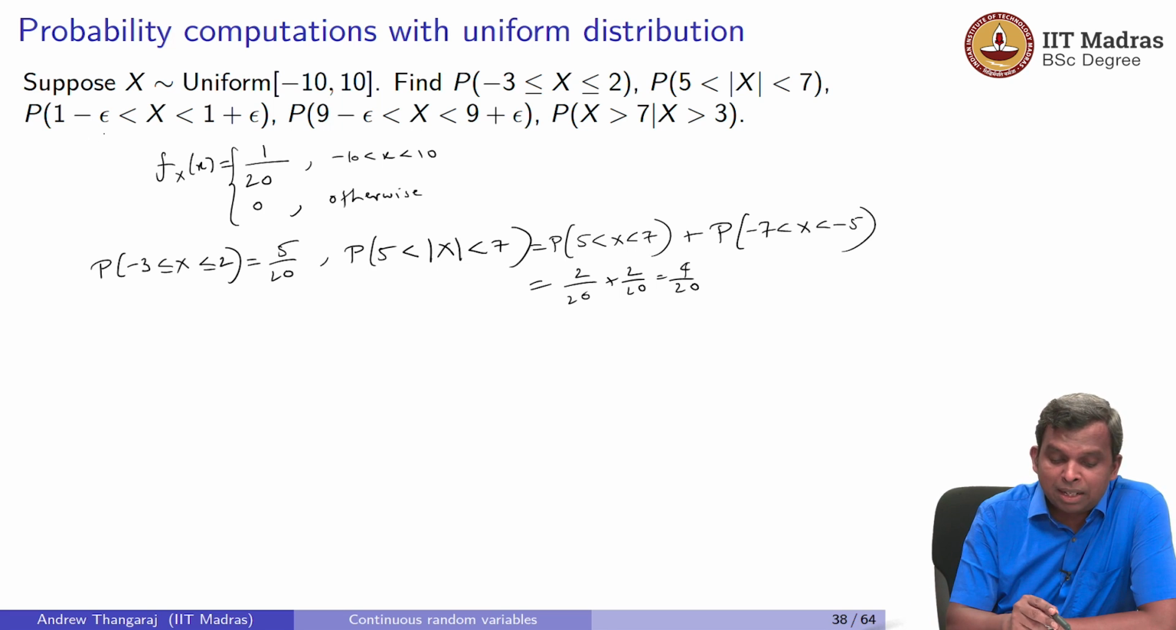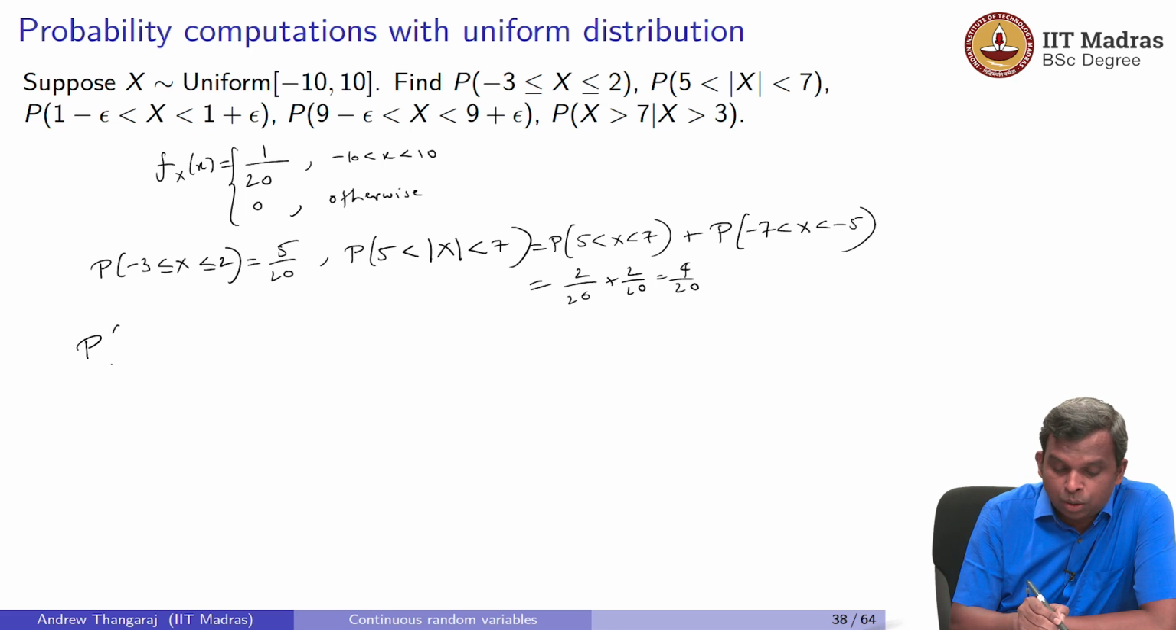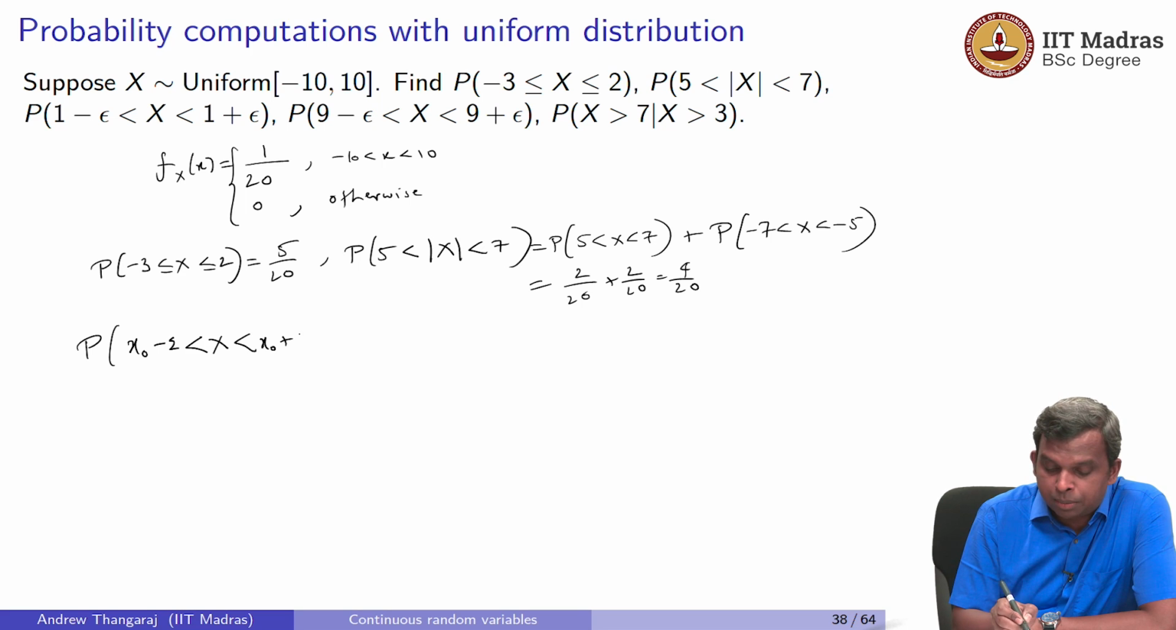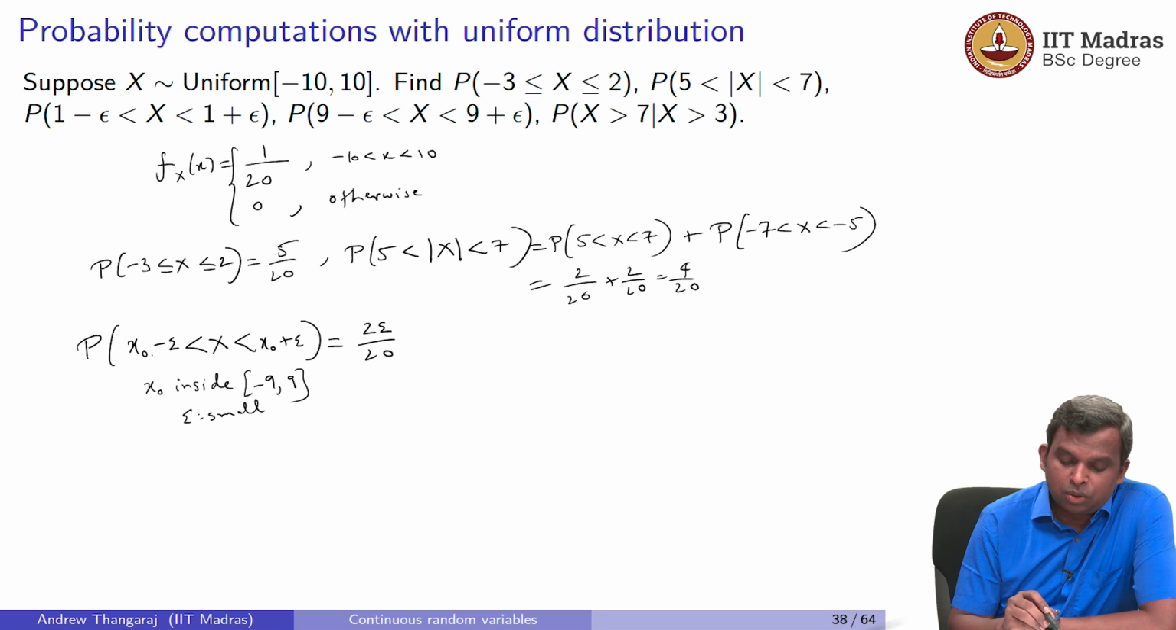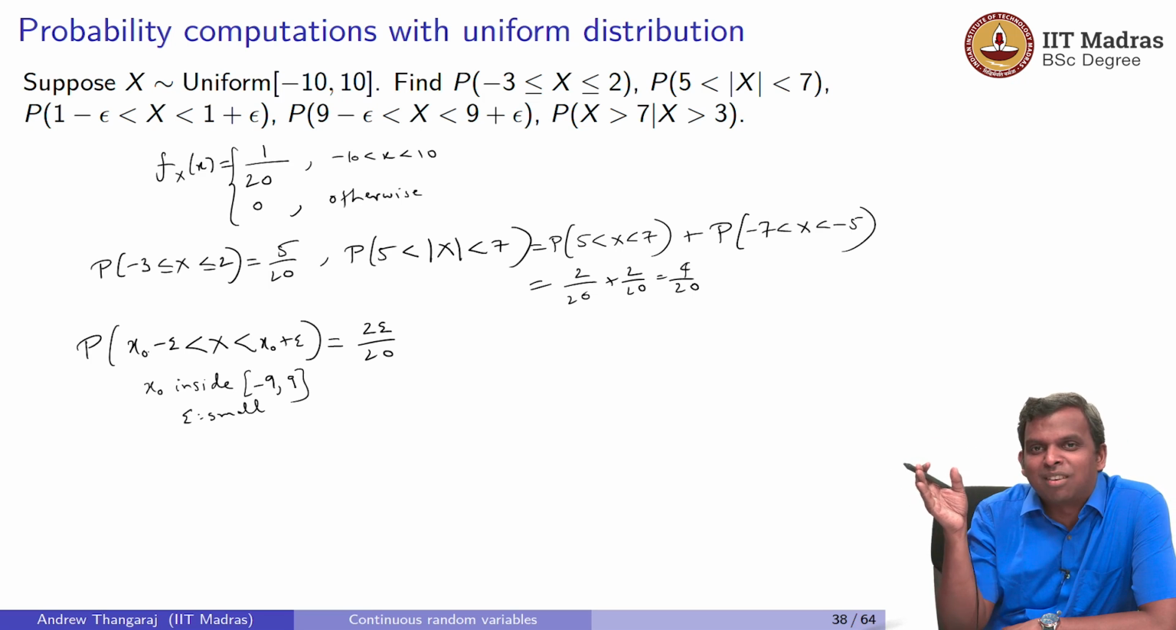So take x naught minus epsilon and x naught plus epsilon. All that matters is the width of 2 epsilon. So the probability of x naught minus epsilon less than x less than x naught plus epsilon is going to be 2 epsilon by 20, for any x naught inside, let's say minus 9, something like that, and epsilon small. I'm just doing it so that x naught plus epsilon won't go outside of 10. Okay, so that's a problem.